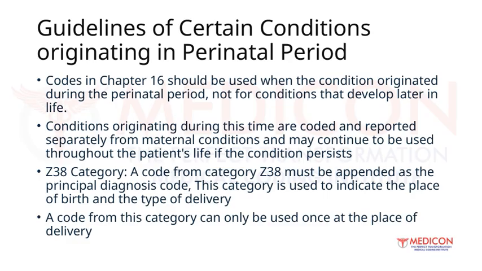A key point here is the Z38 category. When documenting the place of birth and type of delivery, you must append a code from category Z38 as the principal diagnosis code. This helps clearly specify the birth details. Remember, a code from this category can only be used once at the place of delivery, so accuracy is essential. Overall, these guidelines help ensure we're capturing the perinatal conditions correctly, which is crucial for proper documentation, billing, and understanding the patient's health history from the very start of life.